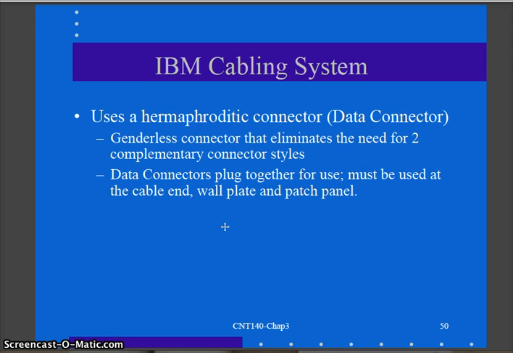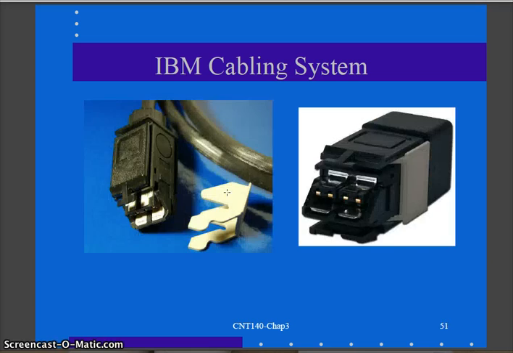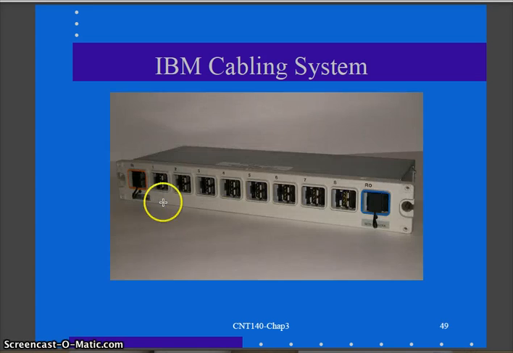And the key for them was using this hermaphroditic connector, the data connector. It's a genderless connector that plugs in. This is what the port looked like for the hermaphroditic connector. Here's what the actual connector looked like. This would be a patch cable, if you will. And if I go back to the MAU, you'll see the same port in there in the MAU.